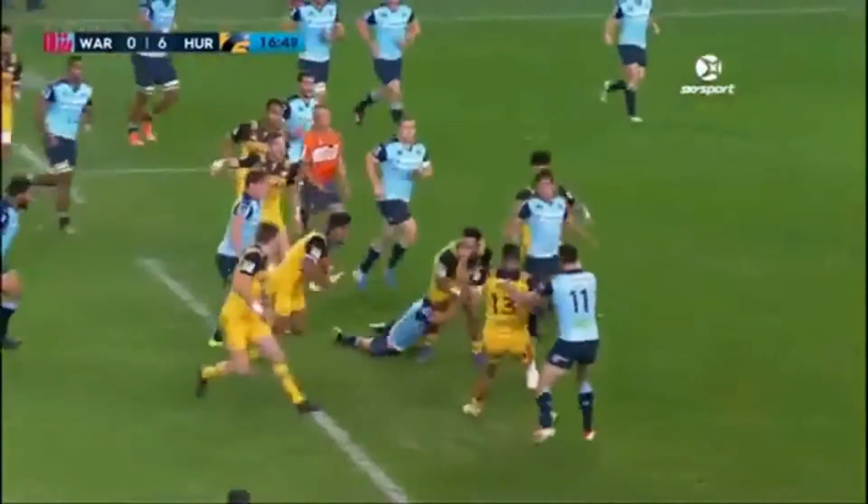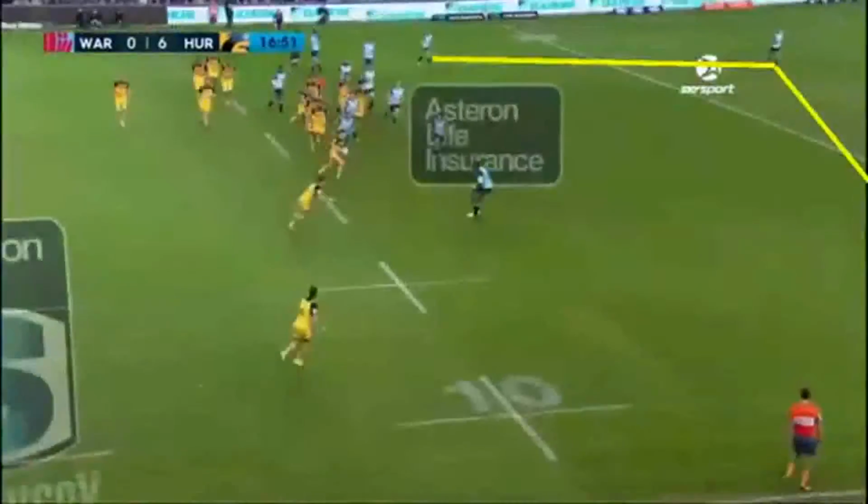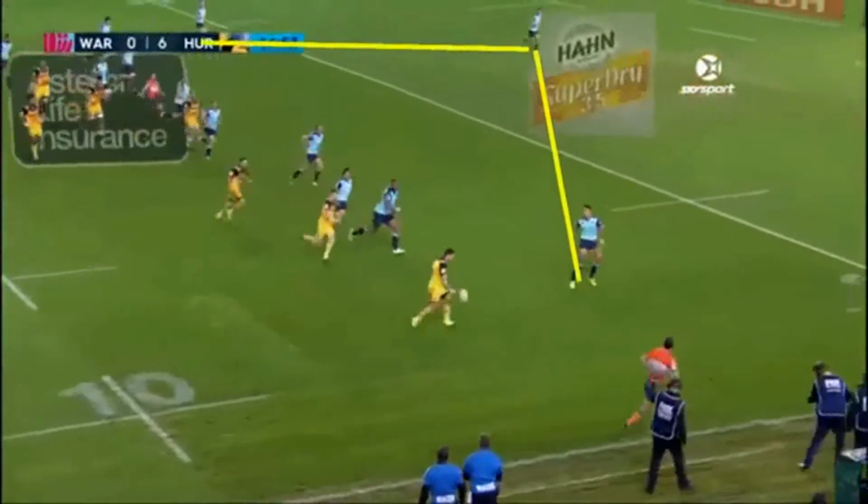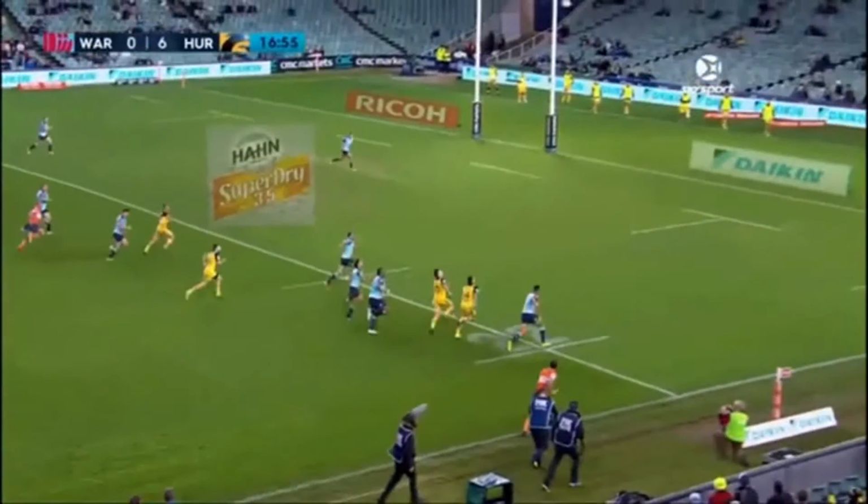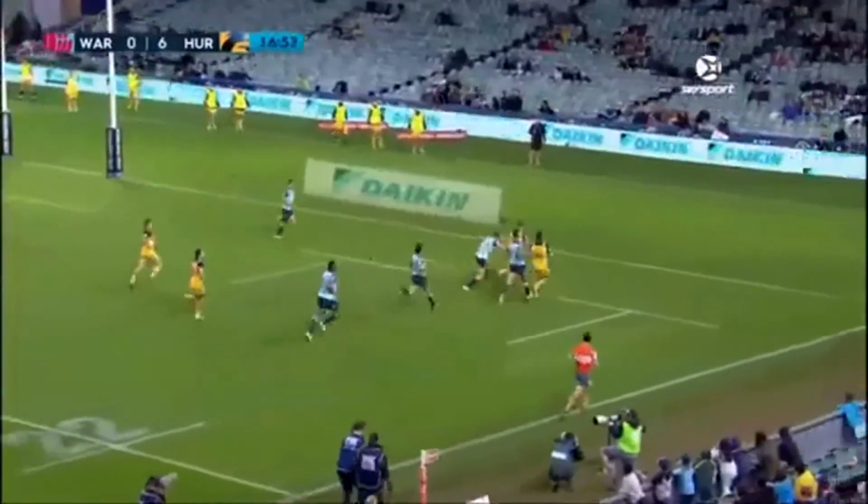Now we've seen what happens if each of the back 3 don't individually do their job, but what's equally important is them working together. Here, the near side winger comes up and joins the line to cover the overlap, but the fullback doesn't correctly cover across. The space opens up in the corner, a kick through exploits the gap, and this leads to a try.